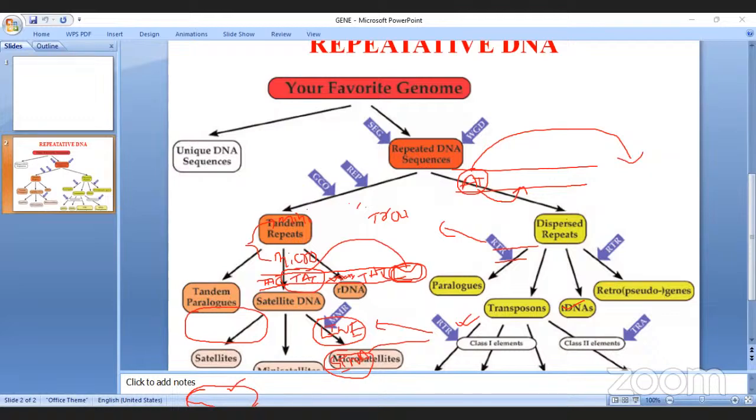Once you explain about paralogs, no, sir. Actually, paralogs are not important here. That's why there's no need to explain. There is no point in explaining tandem paralogs and dispersed paralogs also. Okay, sir.